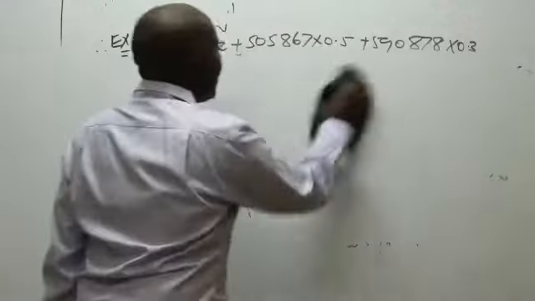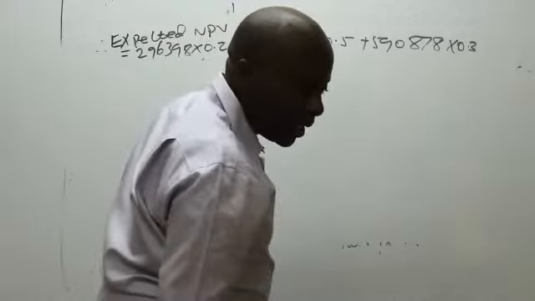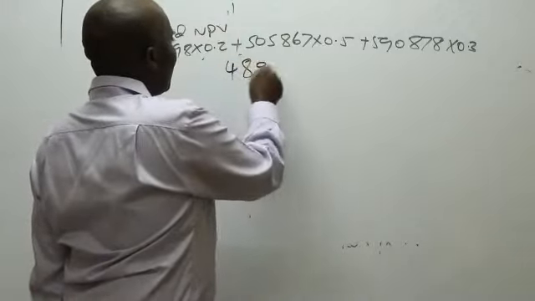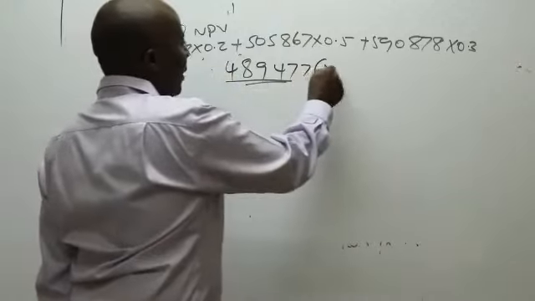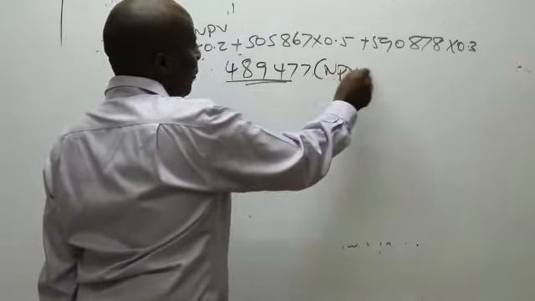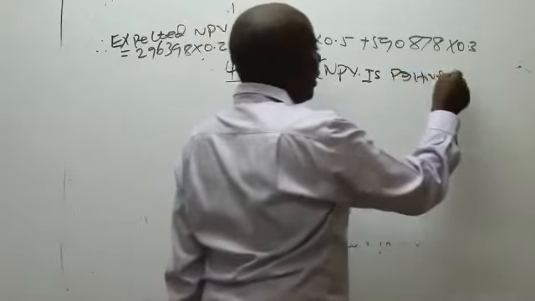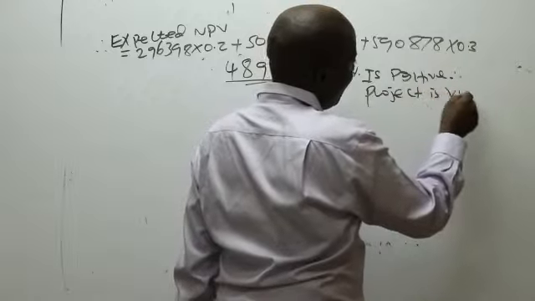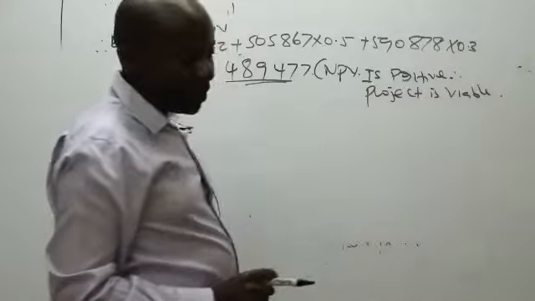So the expected NPV, ladies and gentlemen, in this question is 489,477. Because it's positive, it means at the end of the day that this project NPV is positive, and therefore the project is viable. Just that. The project is viable.